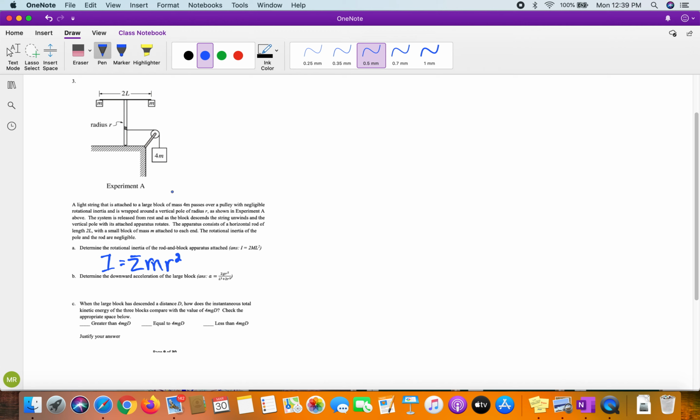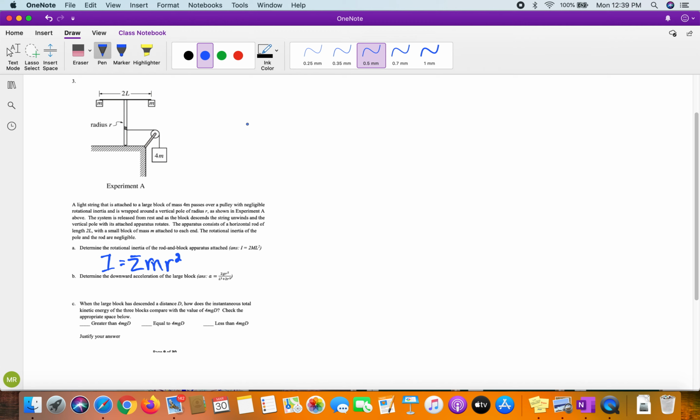And if you read the question carefully, we've got the pulley has negligible rotational inertia. The masses are very large compared to the actual rod, etc. So it's just point masses. You're considering these two masses as point masses. They're a distance of L away from the center of rotation. So I haven't heard anybody that's had too much trouble with part A.